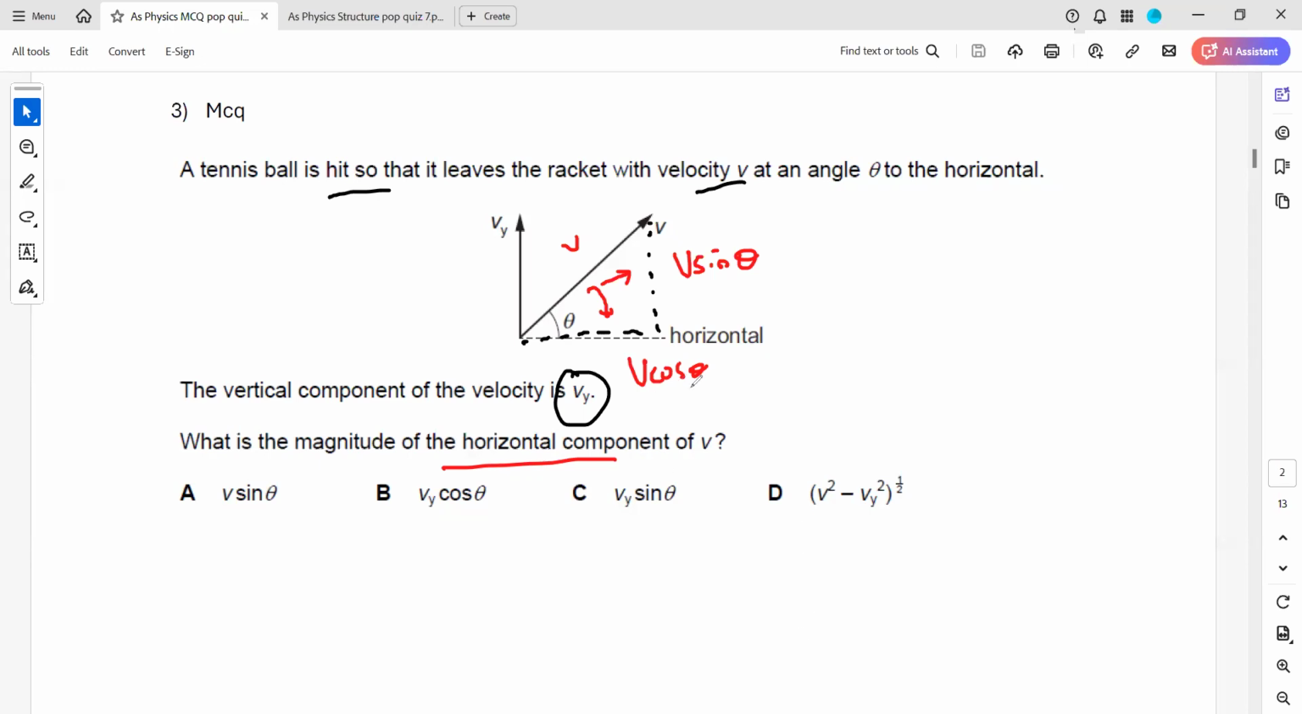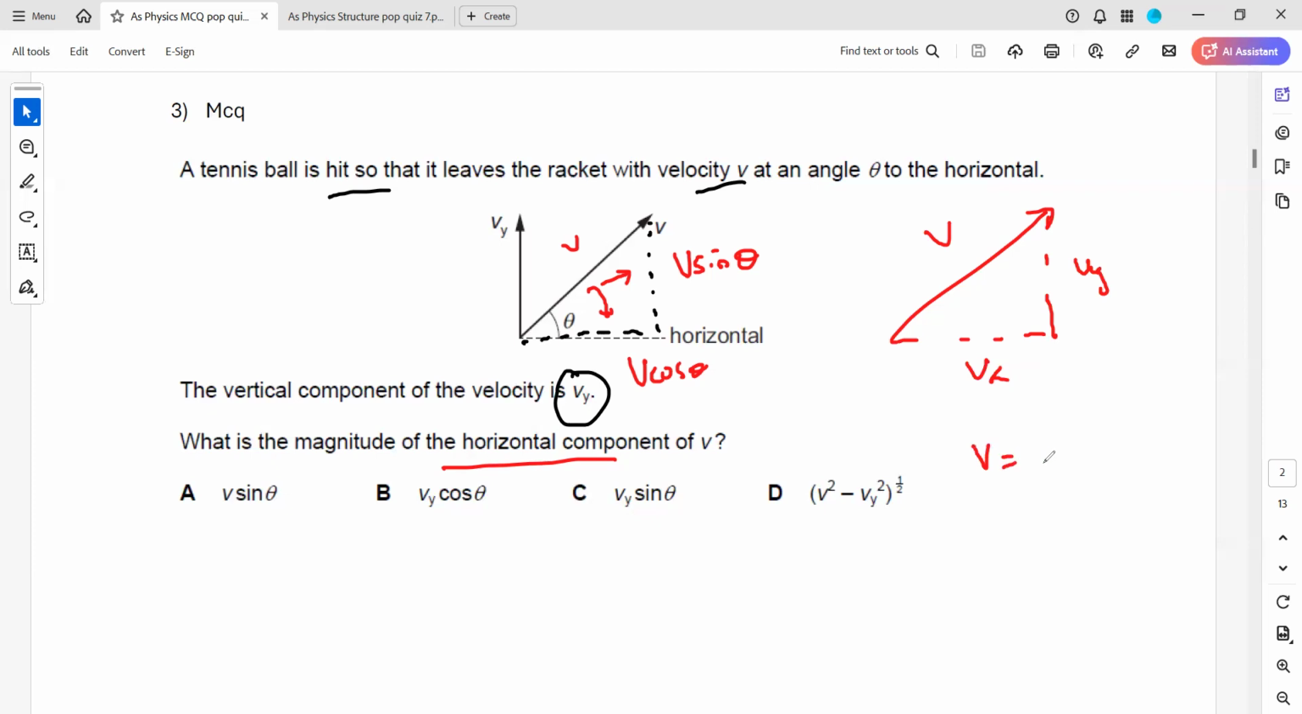That is one possibility. But there is no option of v cosine theta, there is Vy cosine theta, but not v cosine theta. So that's why this cannot be selected as the answer. What is another possibility? If we have the vector v and we know the vertical component of the vector, which is Vy, and we need the horizontal component, we can also use Pythagoras theorem because it is making a right angle triangle.